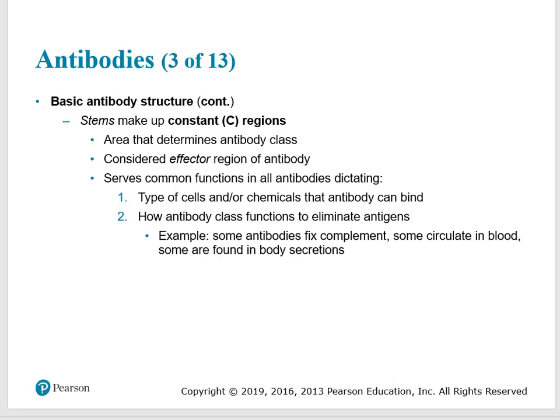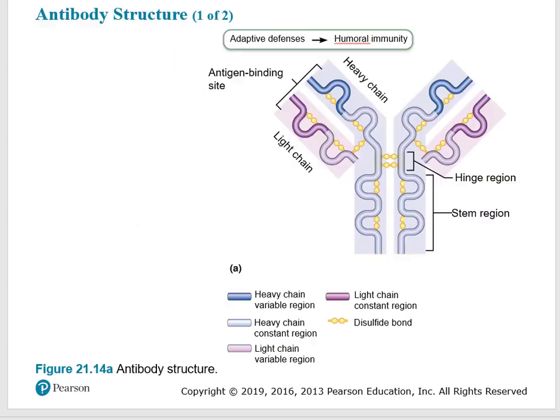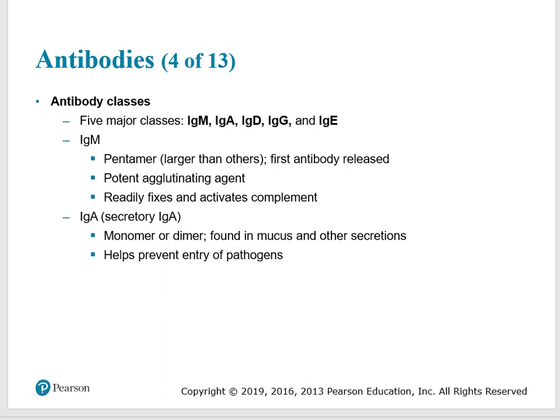The constant region is the determinant of the class of antibody. Here's your heavy chain, light chain, and the antigen binding site, which is usually on the end of either side right there. You have the heavy chain and light chain over here. So you can see all the different polypeptide chains that come together to form this antibody structure, which is usually Y-type.